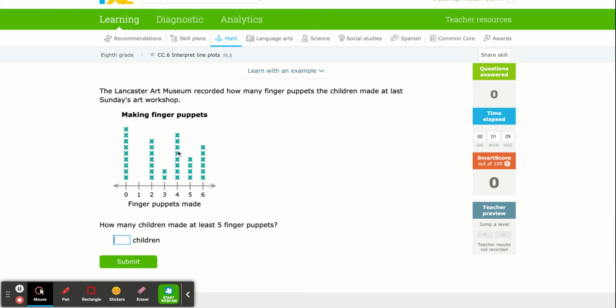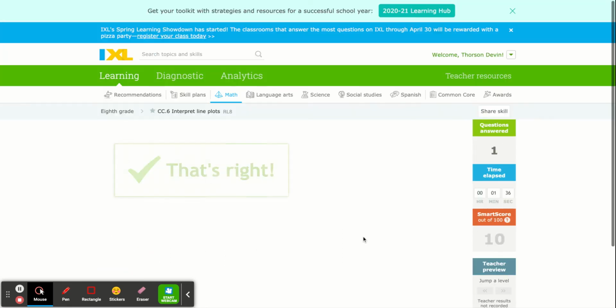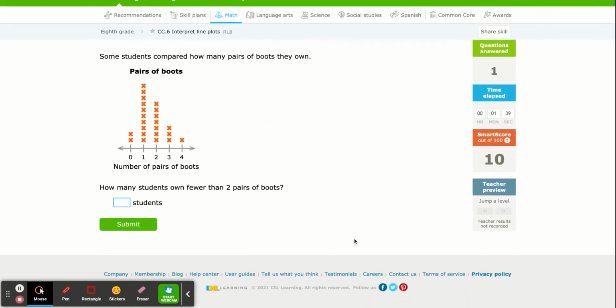They don't write a number, they just put check marks, as this one child made 4, then another child made 4, then another child made 4. So as the children make the puppets, they put a check mark on how many they made. So it says how many children made at least 5 finger puppets, at least. So I want to know how many made 5 or 6. So I actually have to count these. 1, 2, 3, 4, 5, 6, 7, 8, 9, 10. 10 children.